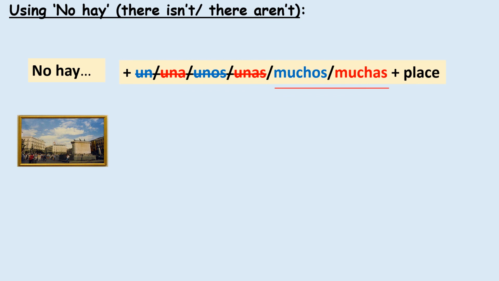In this picture, what I want to say is that there isn't a castle. So in Spanish, I say, no hay castillo. And look at the English, there is not a castle. So in English, you add that a. But as we say, with no hay, in Spanish, we don't add un. So as you see, there is nothing in my negative sentence in Spanish.